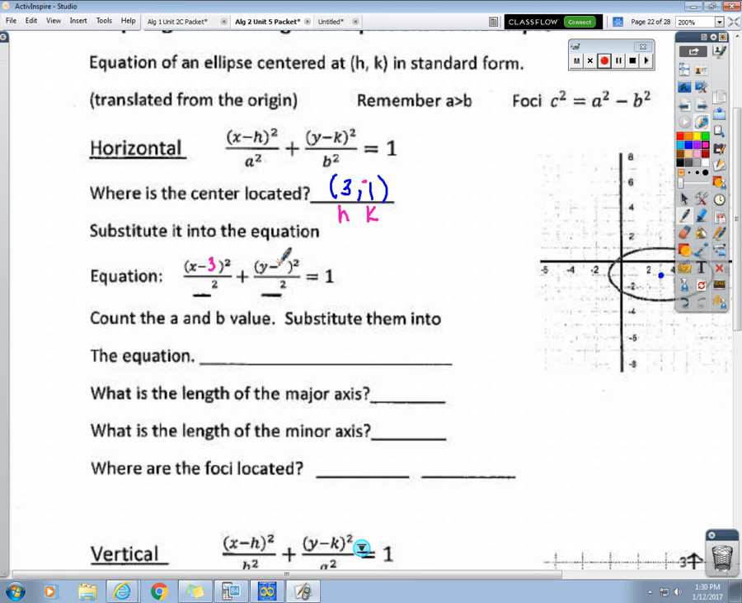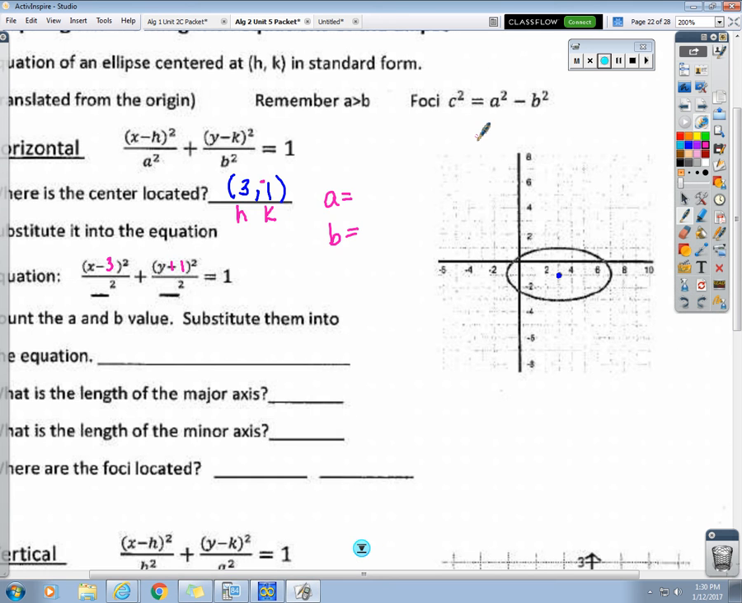So what happens right there? Plus 1. And now we need to know the a and the b, correct? Well, which axis for this one? Is this horizontal or vertical? Horizontal. So that would make the major axis the x-axis. And the minor axis will be the y-axis. Okay? How long is the major axis? Let's see. That's 3. So 1, 2, 3, 4 from the center, so a total of 8. Making the a value 4.